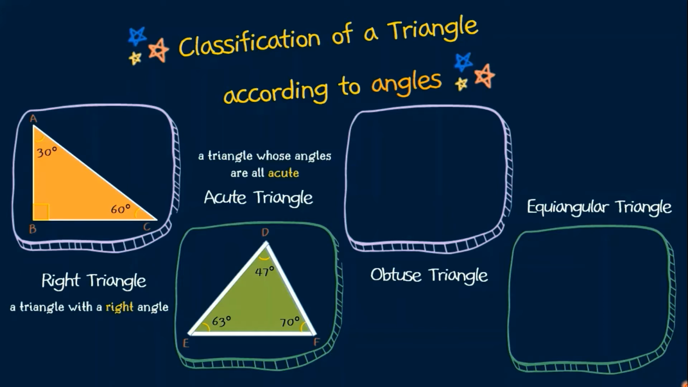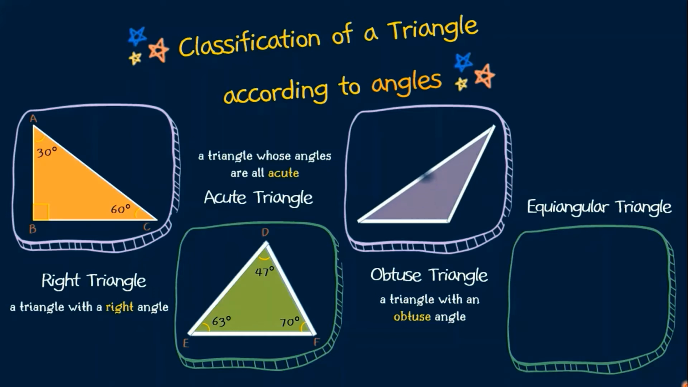We have the obtuse triangle. It's a triangle with an obtuse angle. Ito ang example natin for an obtuse triangle. This is triangle GHI. Angle I, ito yung ating obtuse angle, 110 degrees yung kanyang sukat, more than 90 degrees.